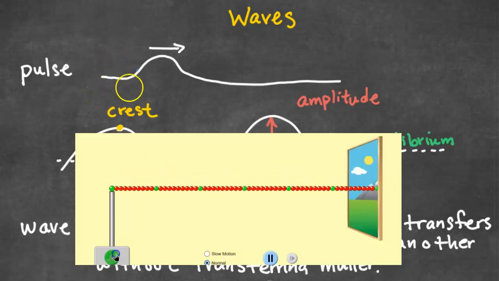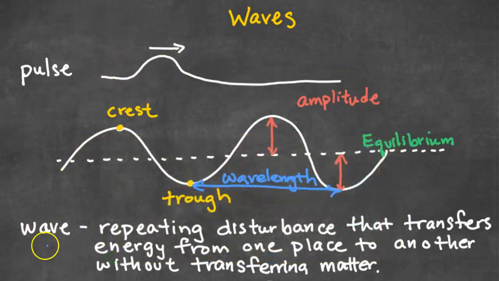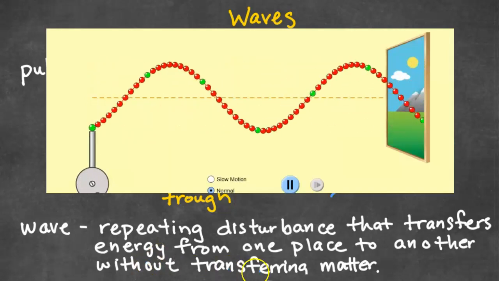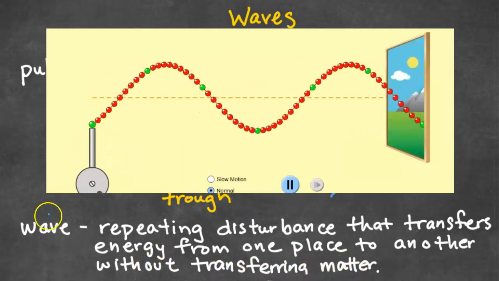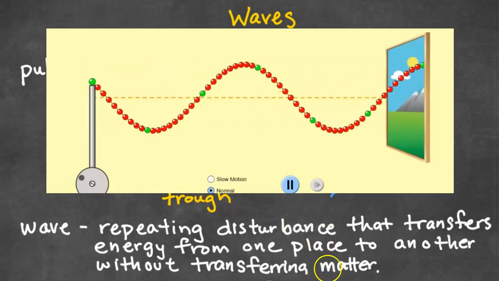So if I disturb this, let's say this is like a slinky, I disturb it over here, we get this pulse. What is moving across here is the energy. And if we were to make multiple disturbances, we would get a wave. A wave is a repeating disturbance that transfers energy from one place to another without transferring matter. It's important to understand that what's transferring here is the energy and not the matter.